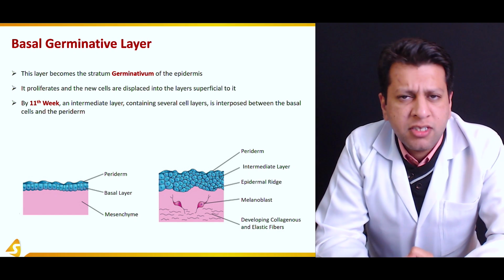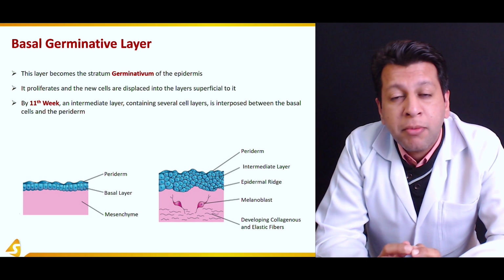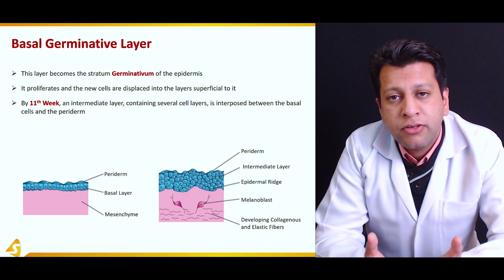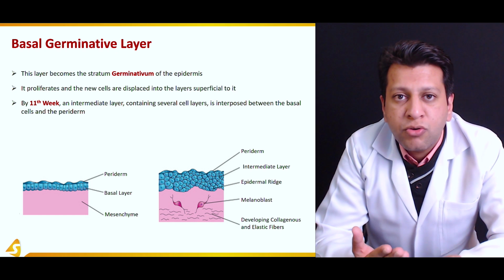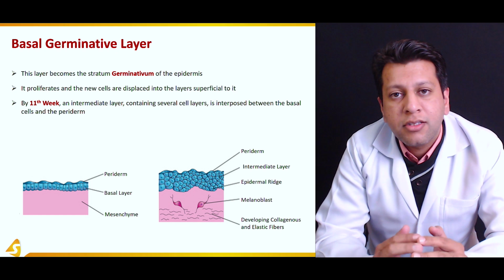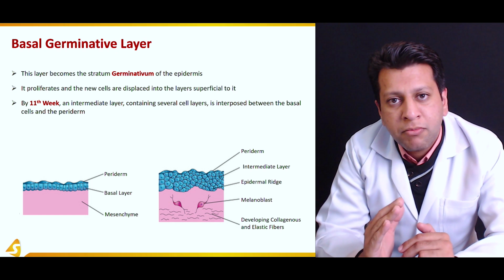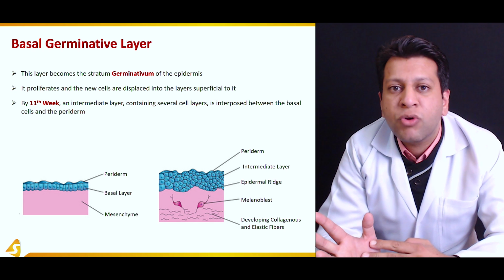So, what is the basal germinative layer? As in the previous section, I told you that you have to remember one basic concept: there's one layer which is producing all the cells, and as these cells are continuously dividing, they're pushing up the cells present in the layer above them. As they are pushed up, they undergo keratinization and then eventually desquamation.